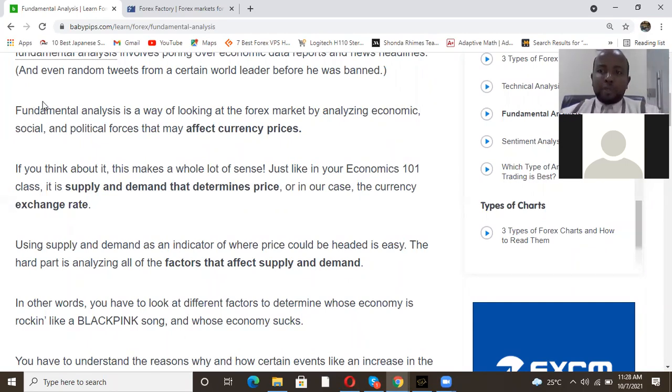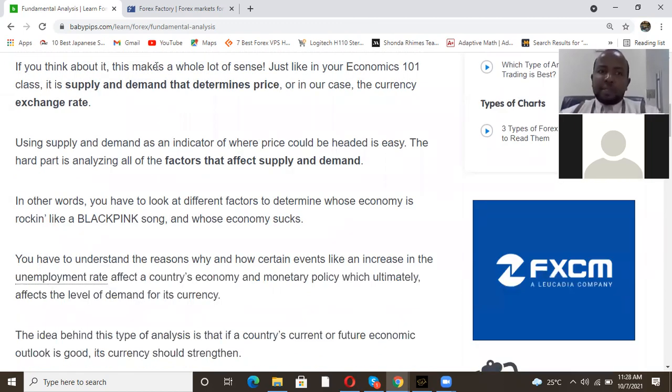Socially, people want to spend more time together. So that's one thing. Then we also have economic. Economy now is basically how a country is performing. If you think about this, it makes a whole lot of sense, just like in Economics 101. It is simply supply and demand that will determine the price, in this case the currency exchange rate. So we are looking at demand and supply, just the way you go to a normal market.